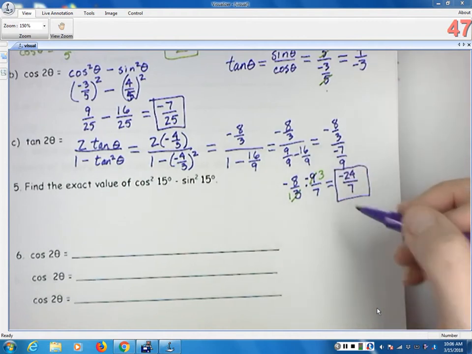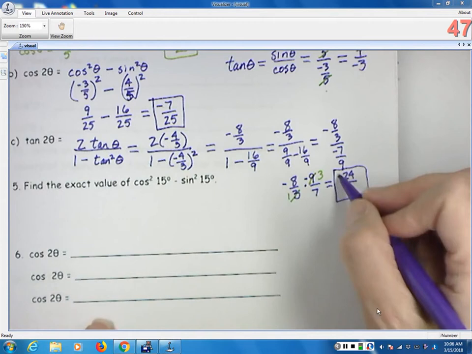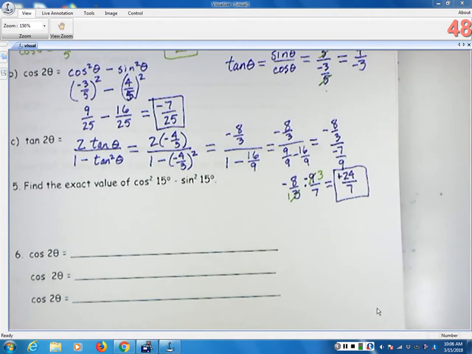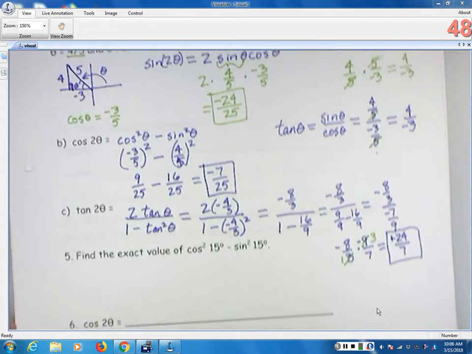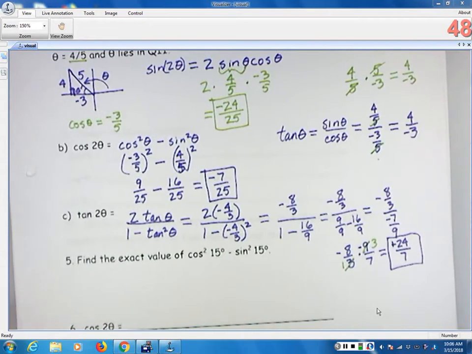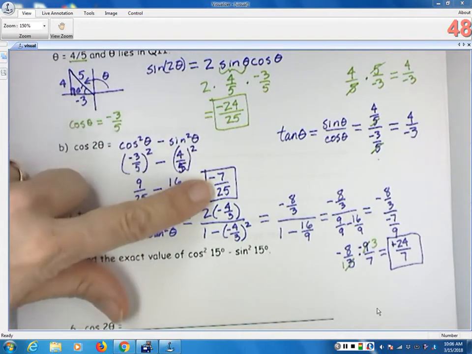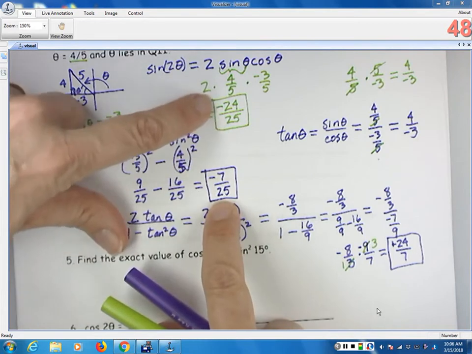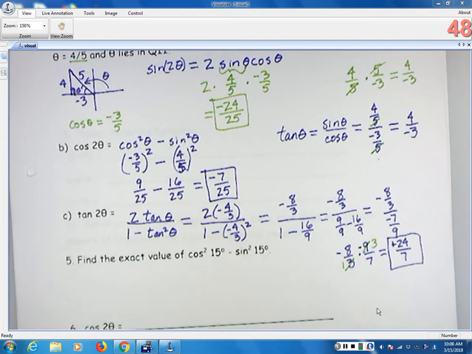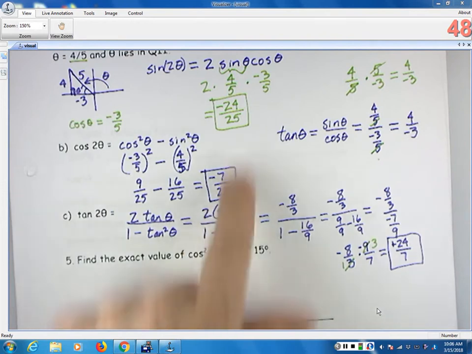Oh, positive. The negative signs cancel out. Does that make sense? Look, we could have just found it by taking sine of 2 theta over cosine of 2 theta. If you put this over this, the 25s cancel out, and you're left with 24 over 7. So our double angle formula worked. Do you guys see why that works?